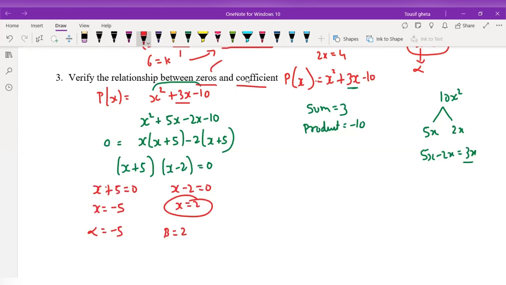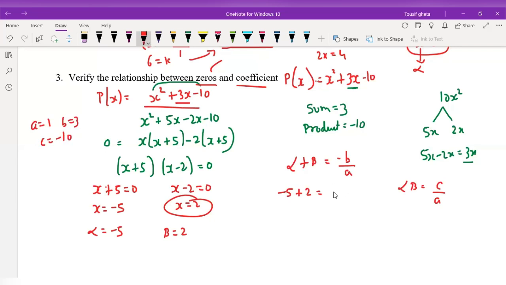Zeros and the coefficients. Okay, remember. So let us first find out the coefficients. It is alpha plus beta, using the sum formula, and one more is the product formula. Alpha plus beta formula is minus b by a. Product formula is c by a. We got alpha as minus 5, beta as 2. And from the question, let us take out the values: a is equal to 1, b is equal to 3, c is equal to minus 10, obviously.